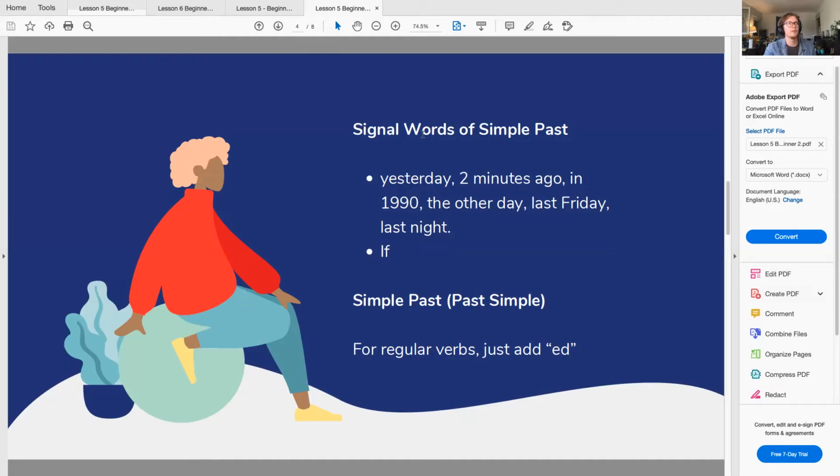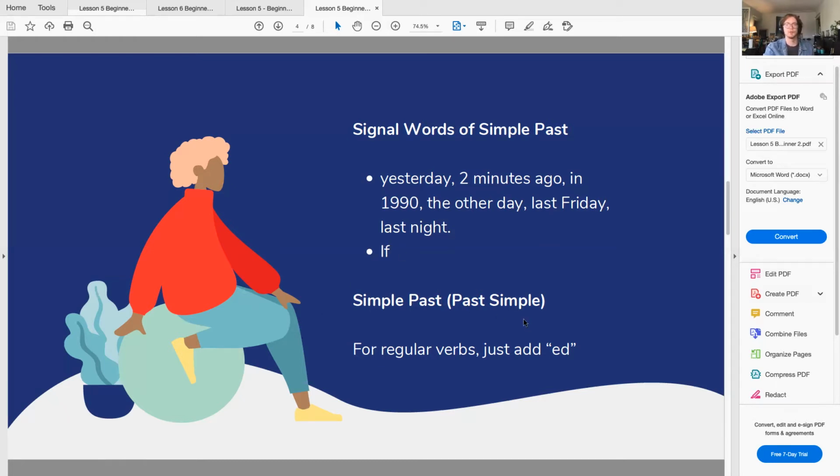Past tense is often accompanied by signal words. These are words we use to establish to the person we're talking to that we're talking about things that have happened in the past. So we would say things like yesterday, or 2 minutes ago, or in 1990, the other day, last Friday, last night. And a great signal word for past tense is if. That establishes that you're talking about something hypothetical. Again, past tense is absolutely necessary there.